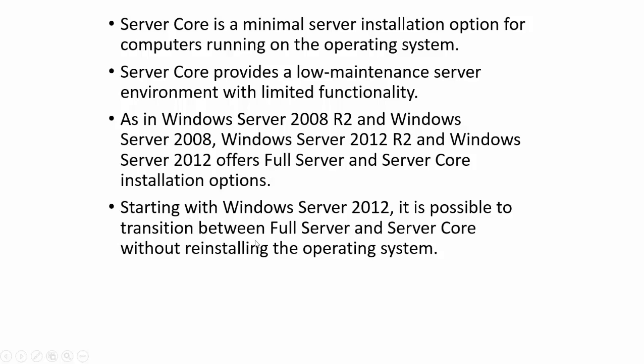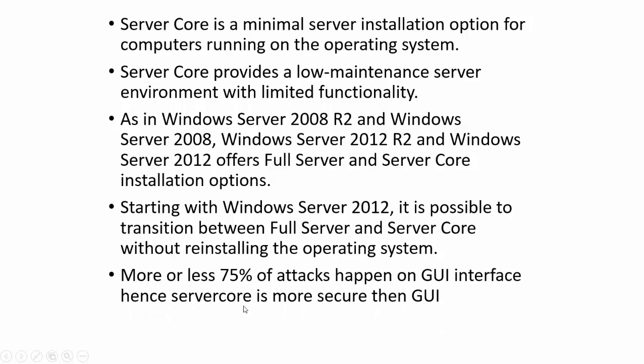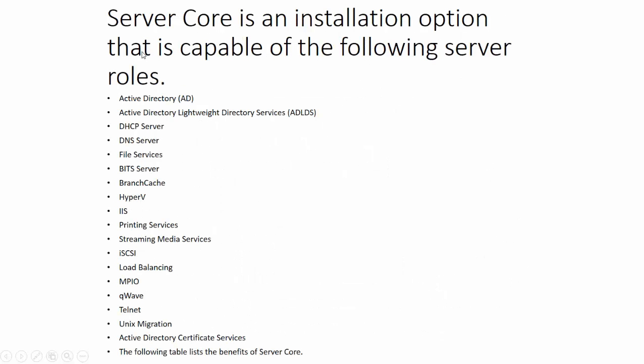Starting 2012, it is possible to transition between full server and server core. That's what I was talking about. And again, 75% of attacks happen on the graphical interface. So what are the roles? Server core is an installation option that is capable of the following server roles. There are so many roles you can deploy, a huge amount of roles. So this means if it's any extra machine you're about to throw away, you can install server core directly on that, and you can install these many roles on that.